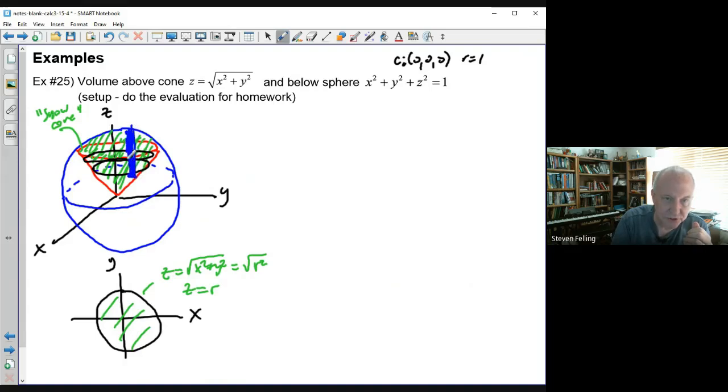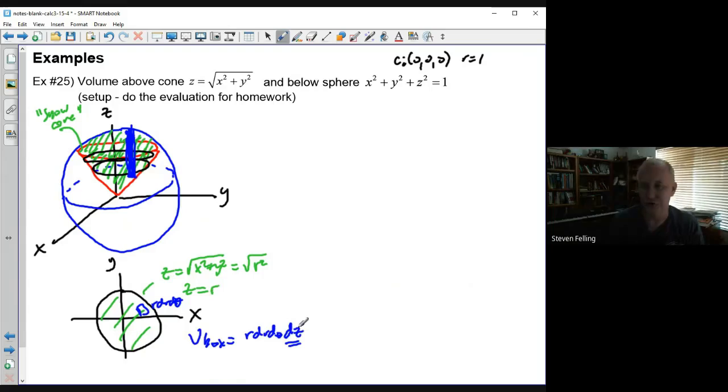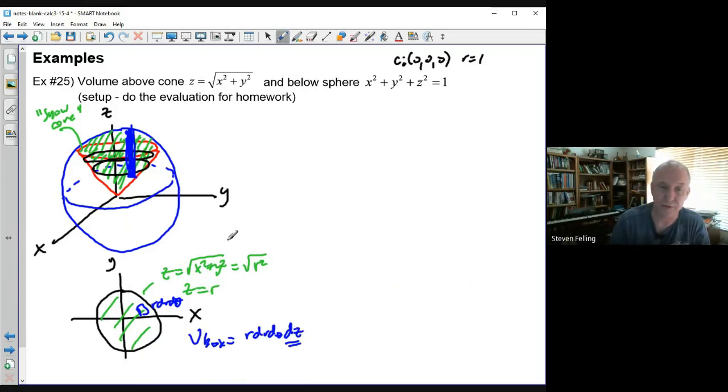A volume chunk like that, right? The bottom would be r dr d theta in the domain here, and then the height would be dz, right? So the volume of this little box element is going to be r dr d theta times a change in height, dz. So I'm trying to make a double integral do the work of really a triple integral, where we have a third variable. So what would be the change in height here?